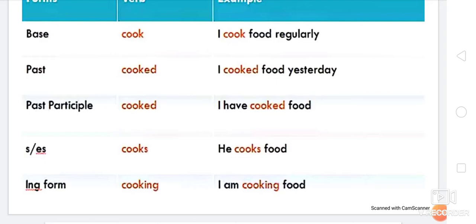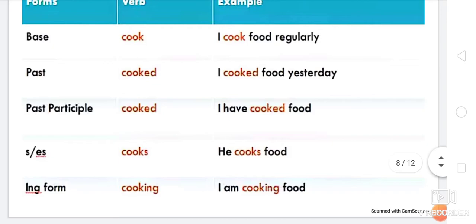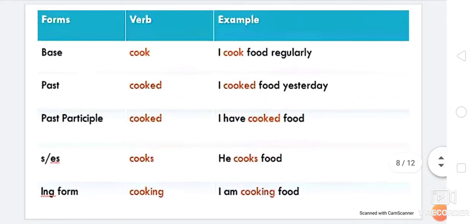Now what is the ing form? It is the present participle form, the action which is going on, isn't it? That's why the sentence is framed as I am cooking food. So this is how the verb may change its form, depending upon the different tenses, or depending upon the different ways the communication happens in the sentence.